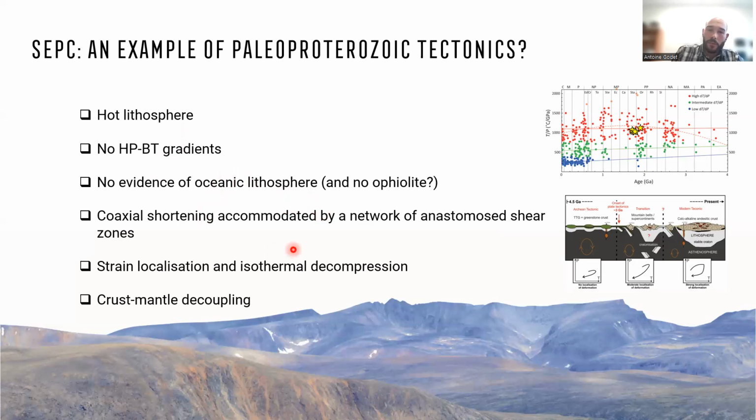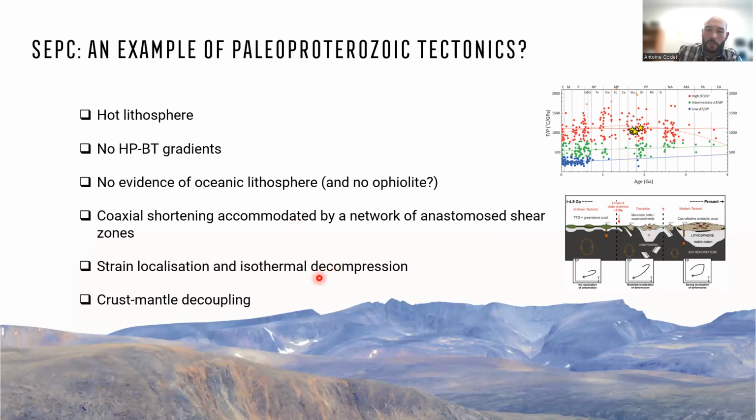We interpret, and this is one of the interpretations, that a coaxial shortening was accommodated by a network of anastomosing shear zones, at least on the eastern part of the Southeastern Churchill province. We have evidence of strain localization, we have evidence of isothermal decompression, we have evidence of a fold and thrust belt, so it is more attributed to a colder lithosphere in the New Quebec orogen.